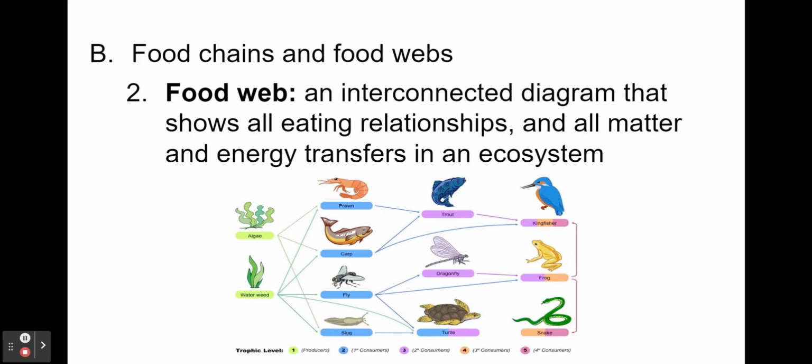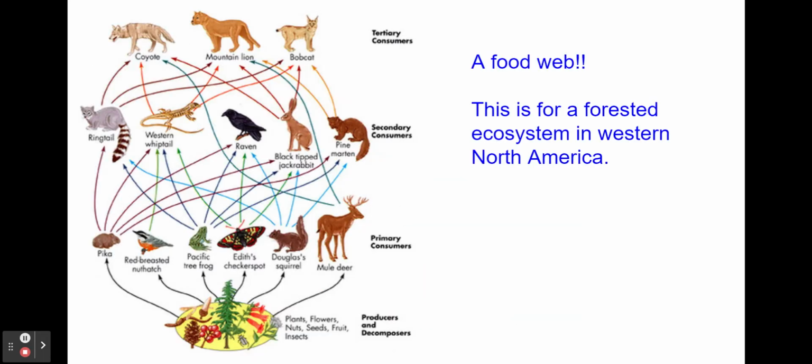A food web is an interconnected diagram that shows all eating relationships and all matter and energy transfers in an ecosystem. And you can see on the bottom of the screen a food web from an underwater ecosystem in a pond. You can see how the algae and the waterweed are eaten by the prawns, the carp, the fly, the slug. Our fly is eaten by a dragonfly. Our dragonfly is eaten by a frog. And we have lots of different food sources in a complex web of interactions.